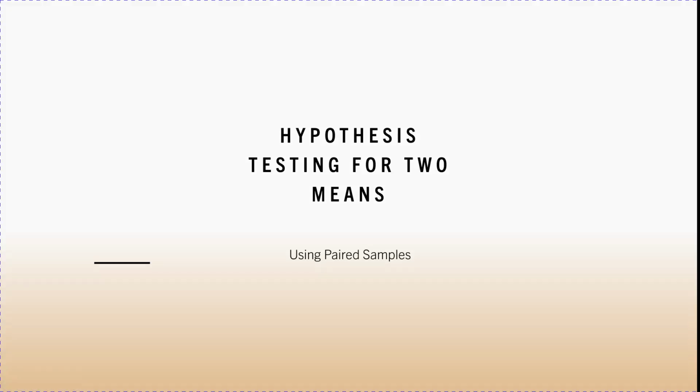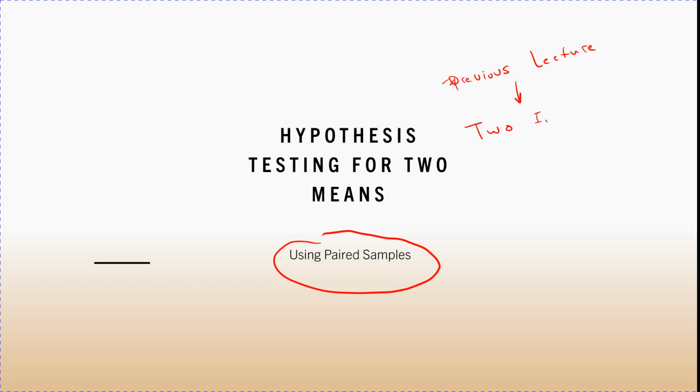Hi class. In this lecture, we want to continue talking about hypothesis testing for two means, but by doing something different. We want to talk about what's called using paired samples. If you remember in the previous lecture, we talked about hypothesis testing for two means with two independent samples.